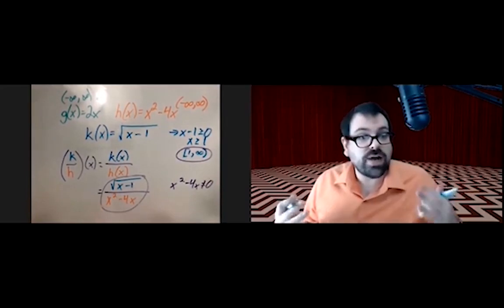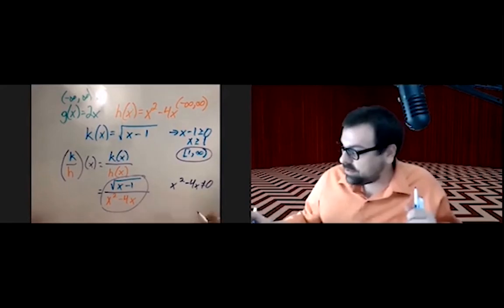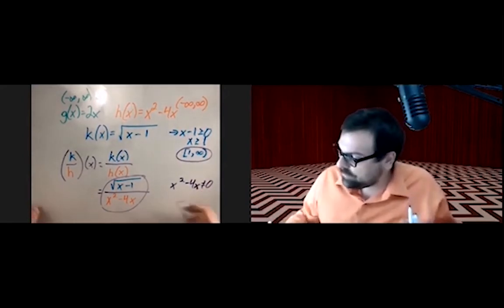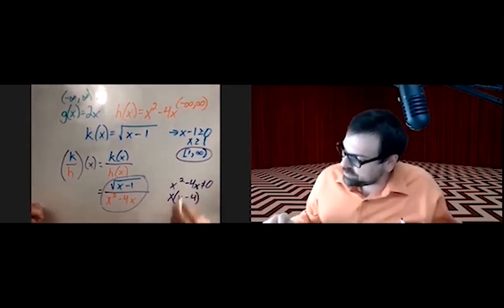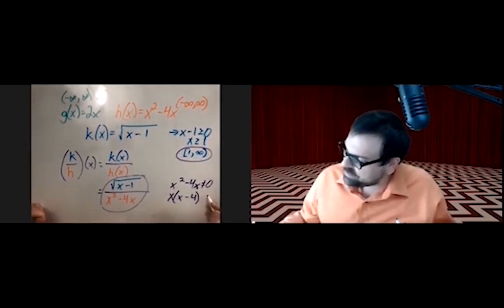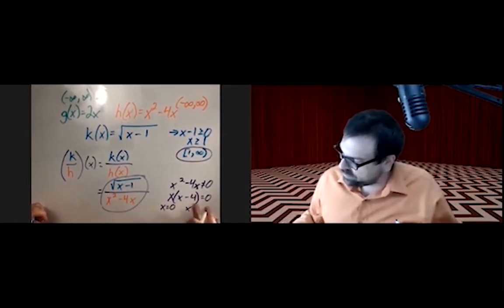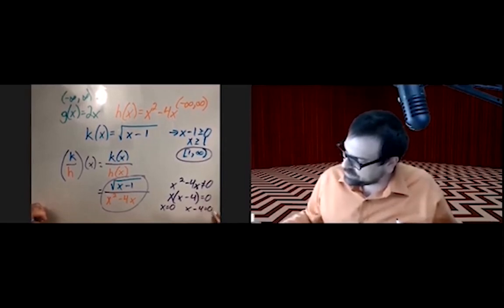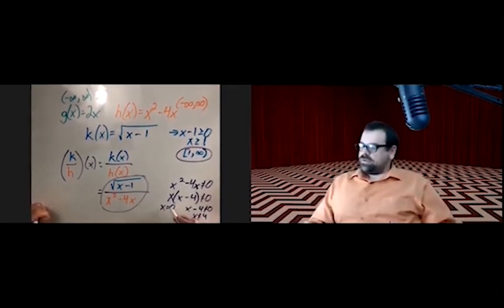How do we solve quadratics like this? We factor. Again, that is old material. x minus 4 times x is what gives us x squared minus 4x. So that means x equals 0 or x equals 4. I'll even write that out. x minus 4 equals 0, so x equals 4. Specifically, these were not equal, so they are restrictions that we can't have.